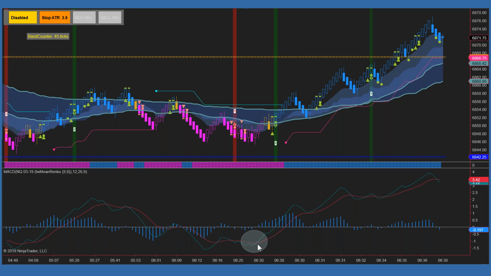What I like about MACD is I like to use it more as a confirmation tool because it kind of shows you in a way what the momentum is doing.